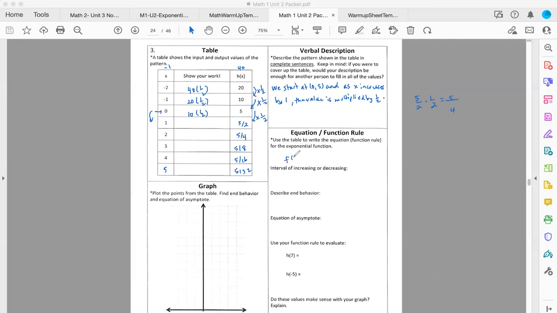Now equation, we already know this. I like to write the equation in function notation, so let's call it f of x. Actually, they called it h, so let's keep with h. H of x equals a times b to the x. A is this number, 5, that's a. So a is 5, and b is the 1/2 jumps. So multiply by 1/2 to the x.